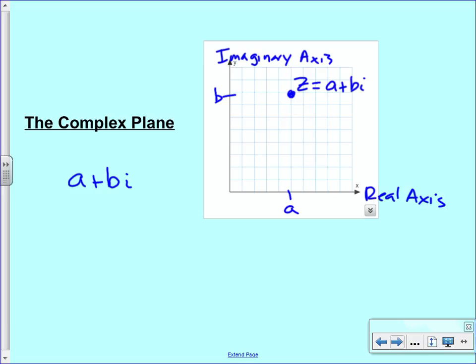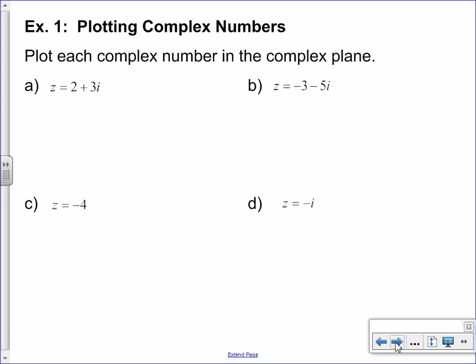Want to see numbers? Let's do numbers. This is easy. Here we go. Alright, so the complex number z equals 2 plus 3i. To graph this on the complex plane, aka the Argand diagram, it's positive 2, so 1, 2 on the real axis, and positive 3 on the imaginary axis. So there's the point.